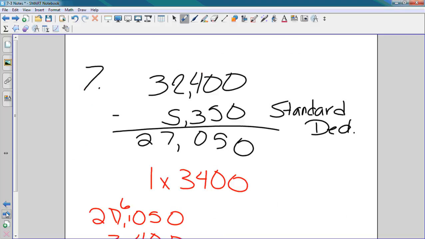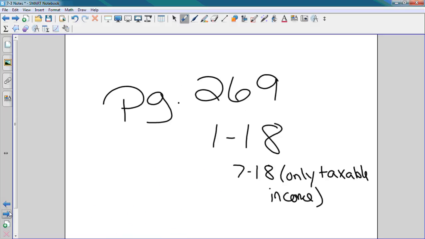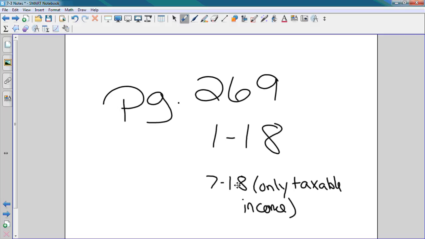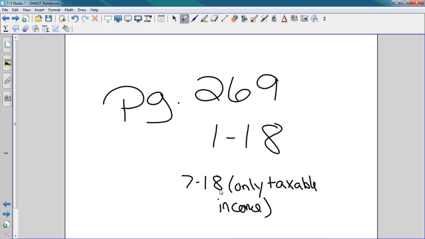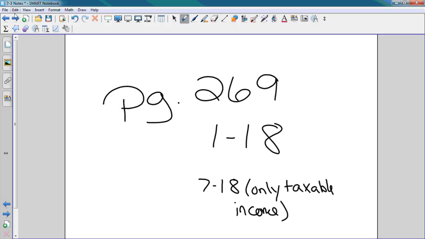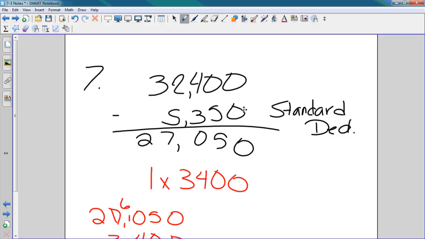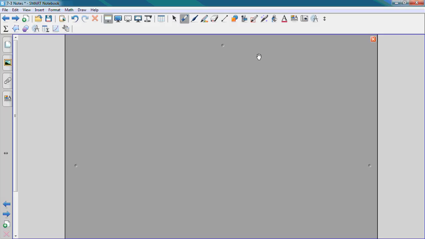Now, your homework is going to be right here, and I'm going to do number 7 for you. Number 1 through 6 are pretty easy, and then number 7 gets a little tricky. In 7 through 18, I only want you to try to find the taxable income. Tomorrow, we're going to take 7 through 18, and we're going to find the amount of tax owed. But we're only doing half of this section today. So, 1 through 18, only taxable income. I'm going to show you what I mean by that right now. Open up your books and look at number 7.